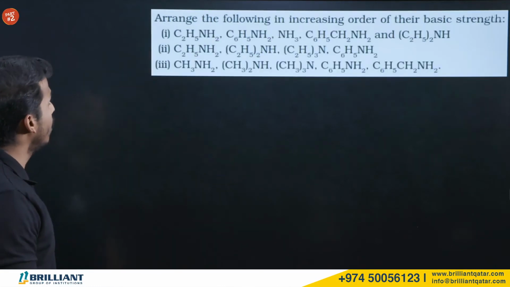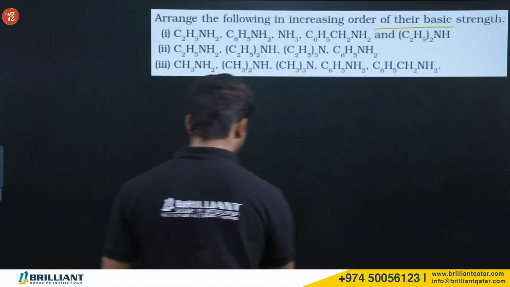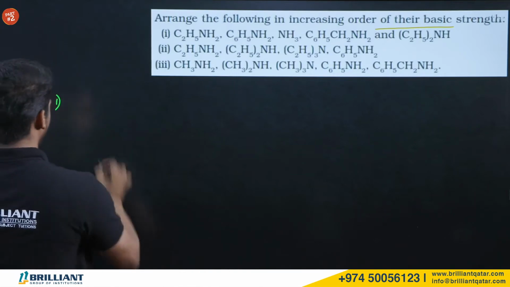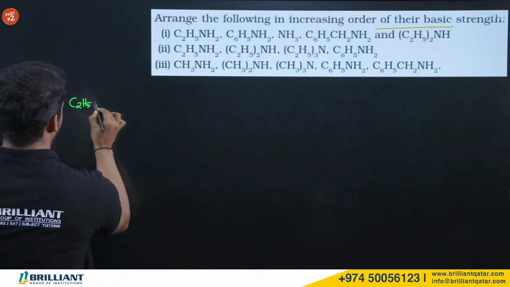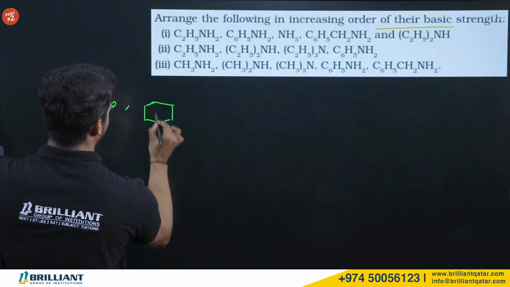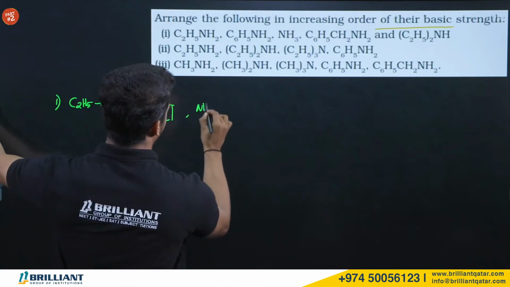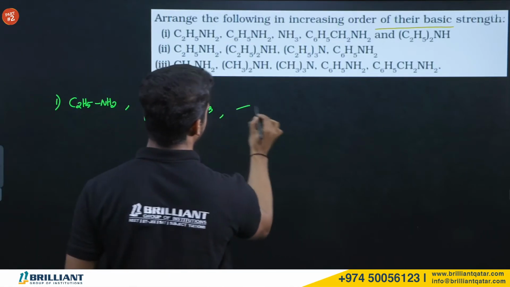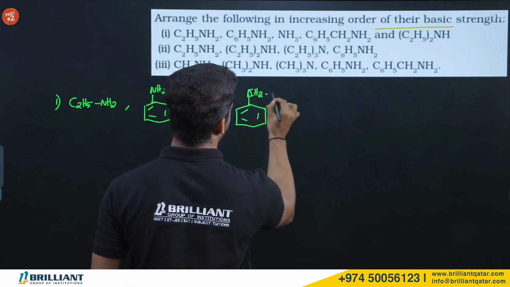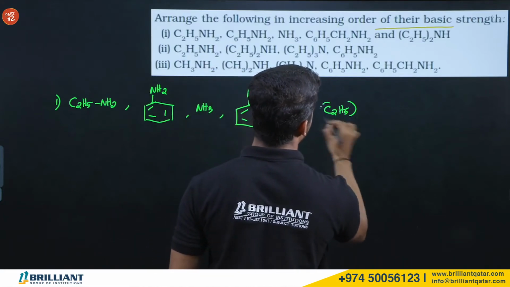Next one. Again, arrange the following in the increasing order of their basic strength. Be very careful, increasing order. Question number 1. Let me take all the species: C2H5NH2, C6H5NH2, which means benzene with NH2, aniline. Then we have ammonia, pure ammonia. Then we have C6H5CH2NH2, and finally we have (C2H5)2NH.